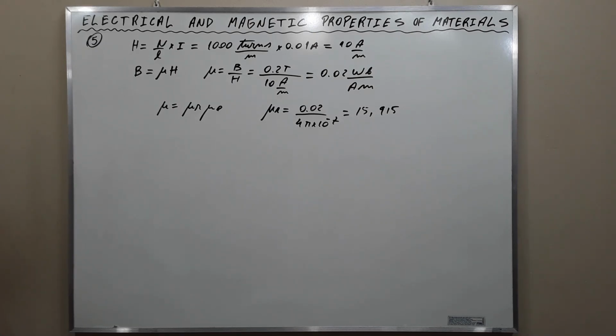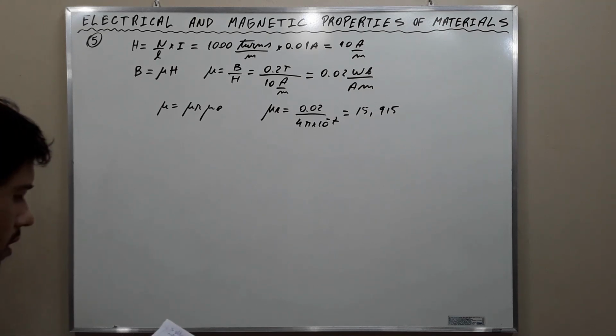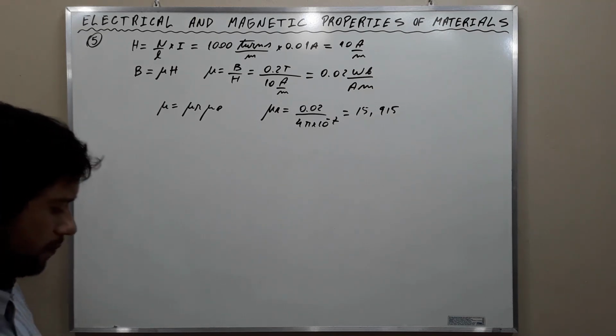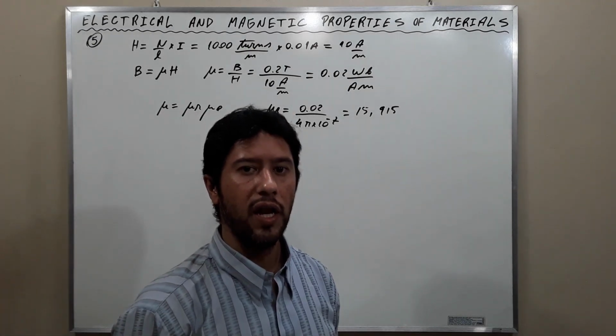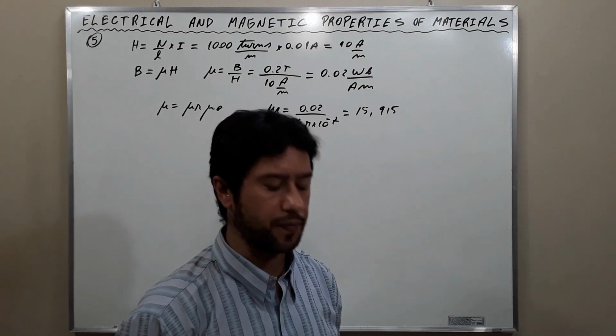We can choose any kind of material. I'm suggesting grain-oriented silicon iron for this core material. Okay, this is all for this debate of exercise 5. Let's go to exercise 6.